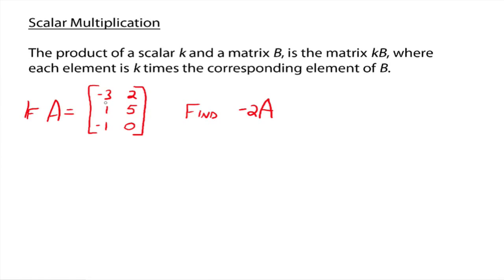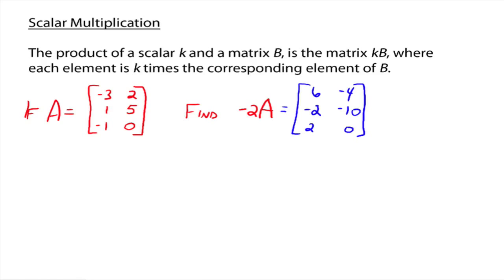So for example, if A is -3, 2, 1, 5, -1, 0, this matrix right here, then to find -2A, we simply do what? We simply multiply every single entry inside A here by that scalar -2. And that gives us 6, -4, -2, -10, 2, and 0. That's it. Scalar multiplication, we just multiply every single entry inside the matrix by that scalar. That's how it's defined to be. Alright? Don't make it any harder than that.